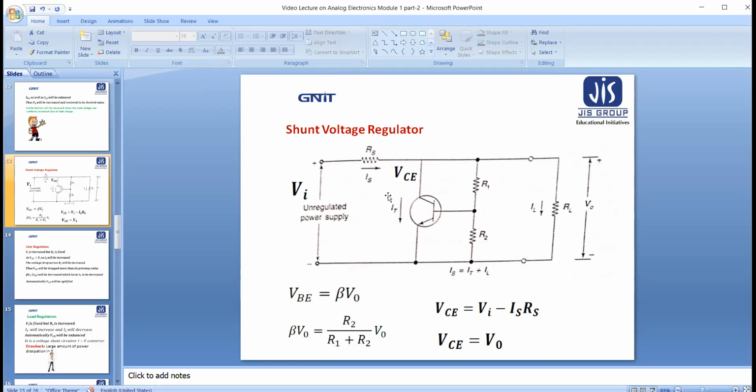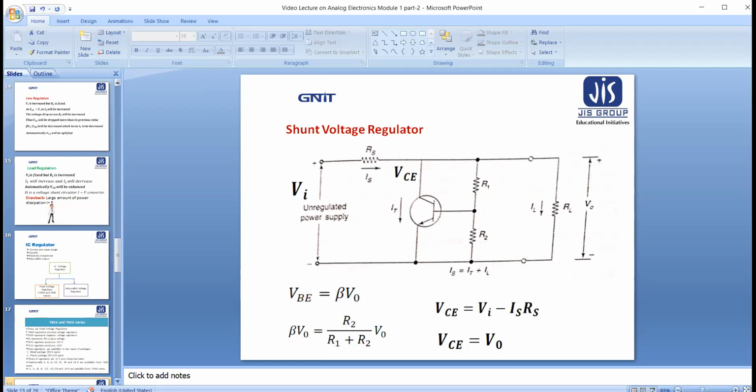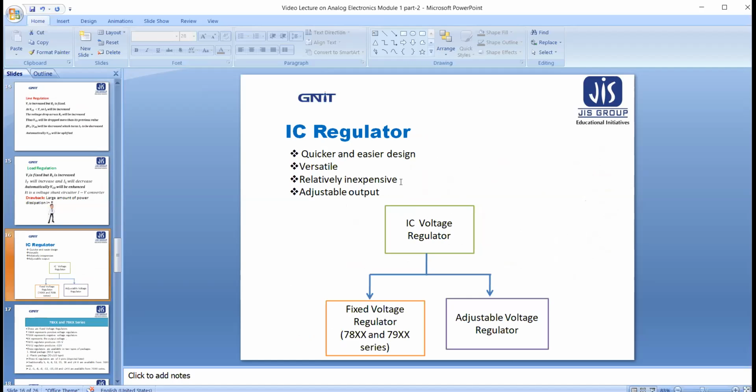So therefore this shunt voltage regulator is not preferable over the series voltage regulator. So in our practical design we will always aim for the series voltage regulator. Now we will go to the IC regulator. It is a compact design. Here we have not designed the individual components, so it is a very quicker and easier design. It is versatile, relatively inexpensive, and has an adjustable output.